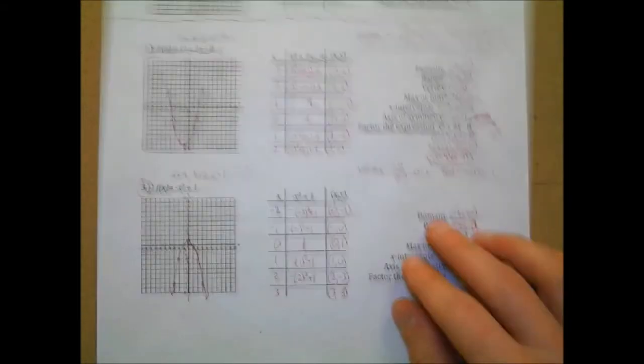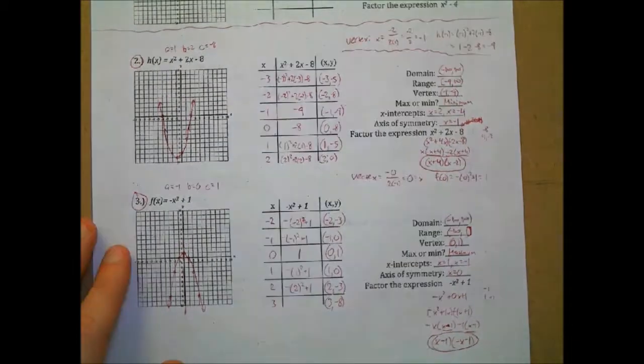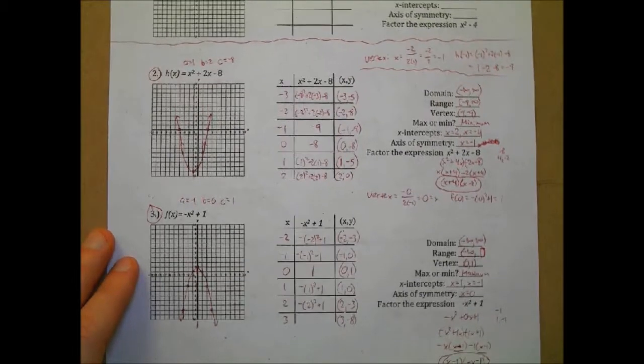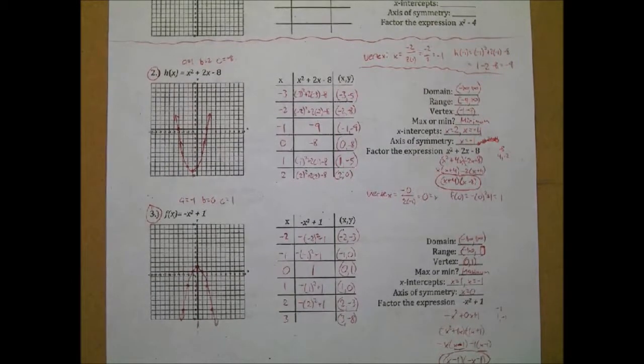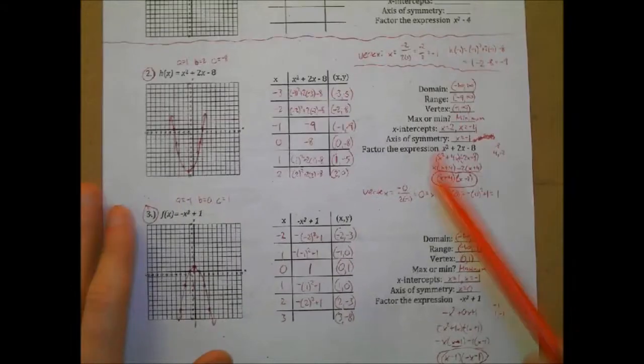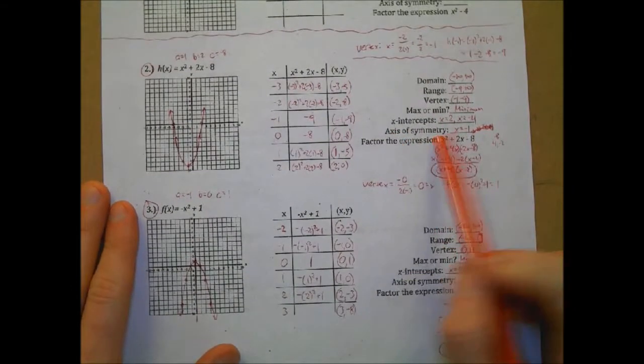And finally, I ask you guys to factor it. This is what we practiced on Thursday and Friday, right? A times C. Look for two numbers that multiply to that, but add to the 2. All right. Break it up. You get x plus 4x minus 2x, and then factor it.